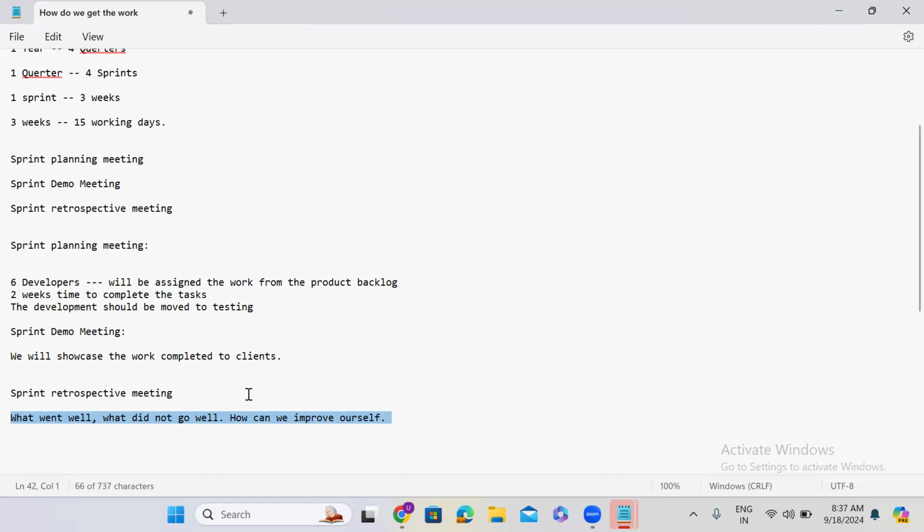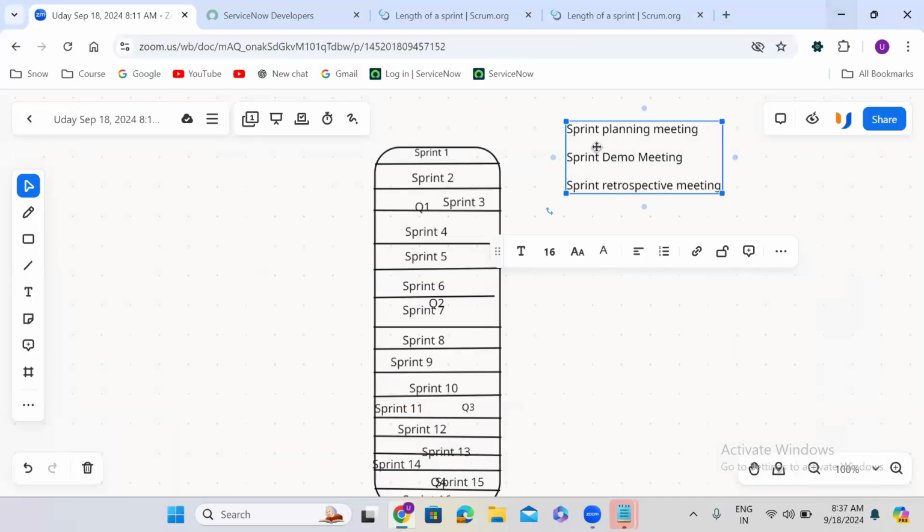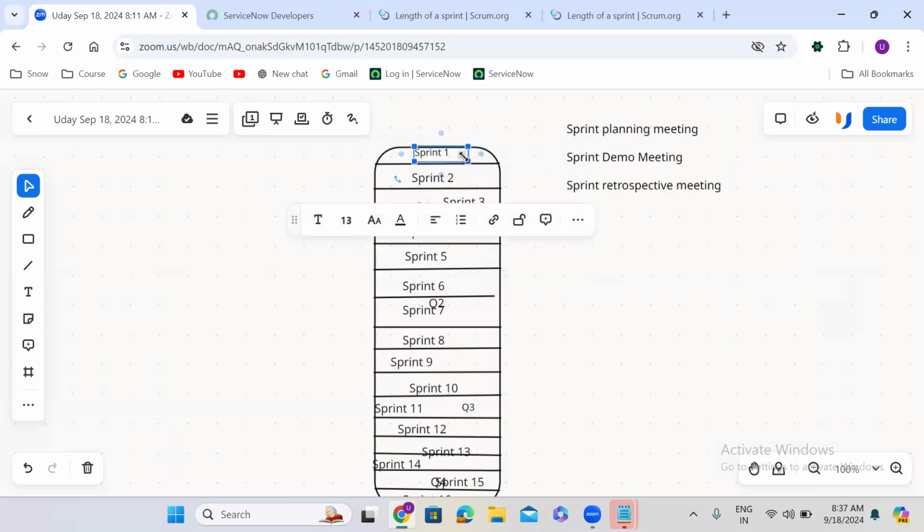Okay. So these meetings will happen. This will happen before the beginning of the sprint. This will happen at the end of the sprint. This also will happen at the end of the sprint. So these three meetings are actually happening in every sprint, guys.